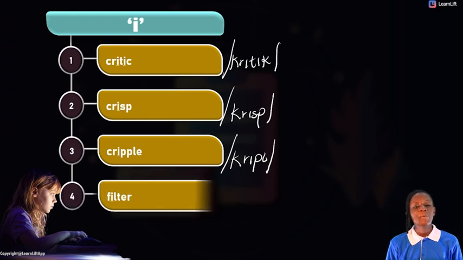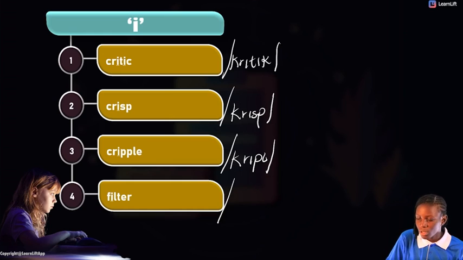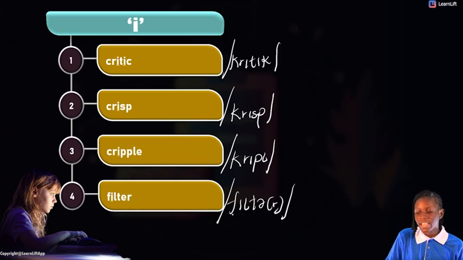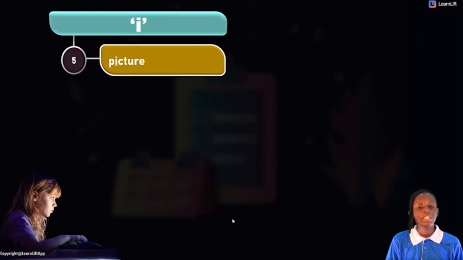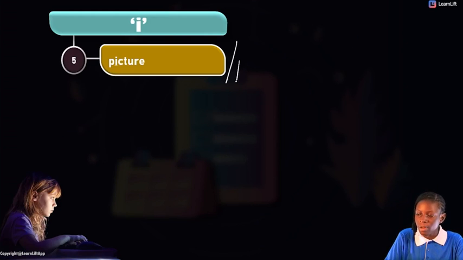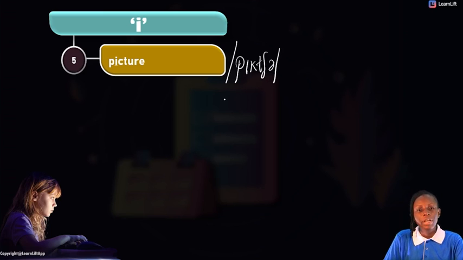Okay, next up quickly we have filter. Now let's transcribe our filter together. We have our filter. Now your R is optional. Now we have the E sound here. Next up quickly, we have our picture. Now picture is transcribed just as it is pronounced. Picture is transcribed as picture, having our E sound here.